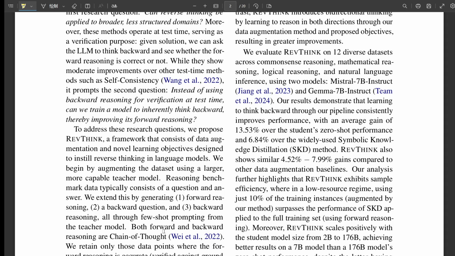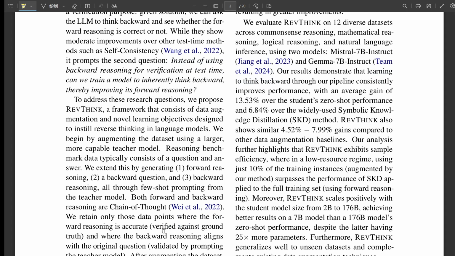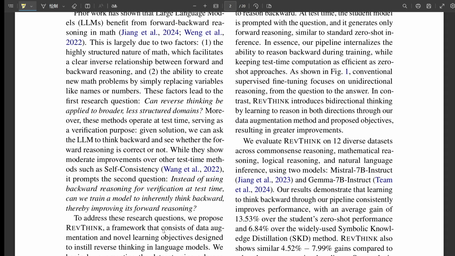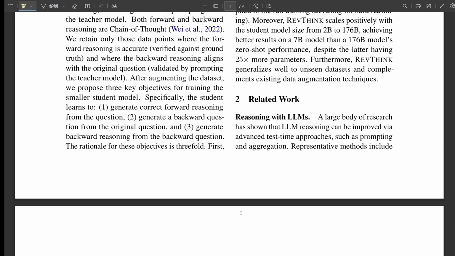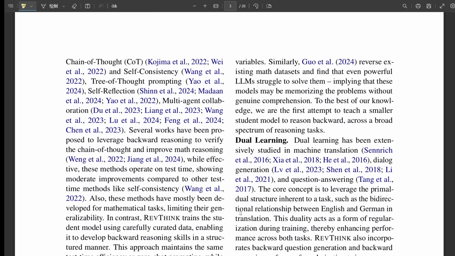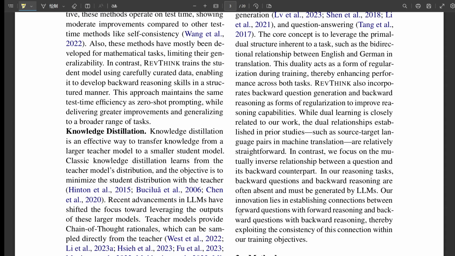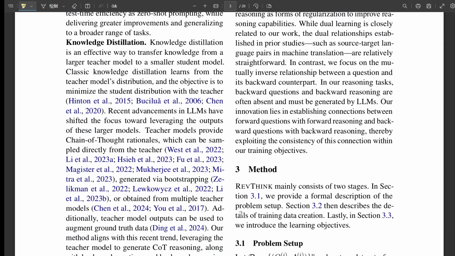How much better did Rethink actually do? So on average, Rethink made the student model like 13% better at reasoning tasks compared to just using the regular zero-shot prompting. 13%. That's pretty good. And it beat other methods too, like knowledge distillation, by a lot. But here's the kicker. It did all that while using way less training data.